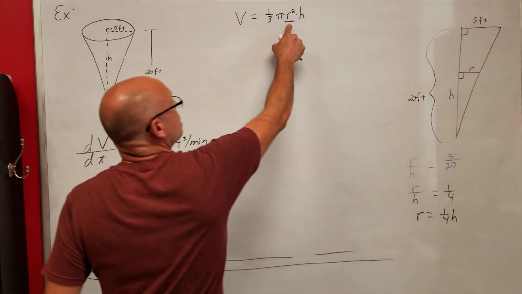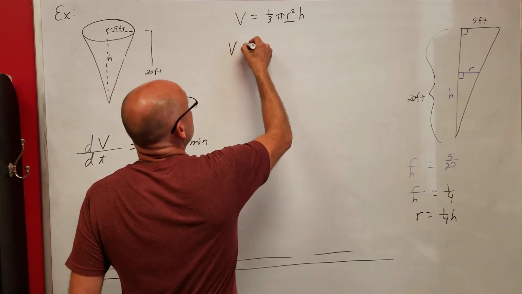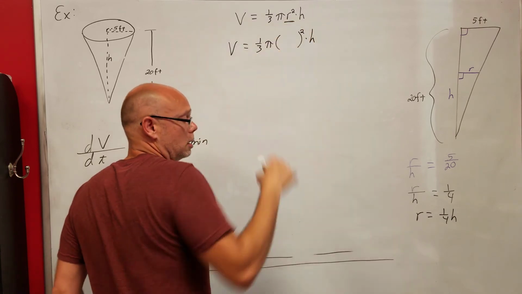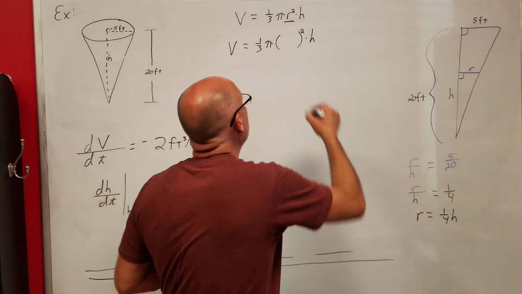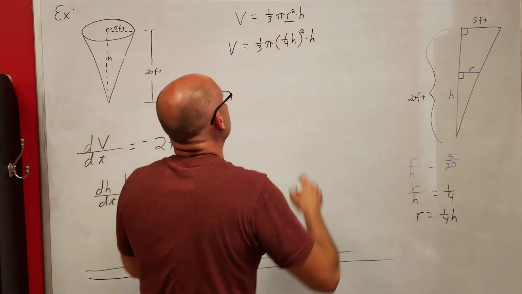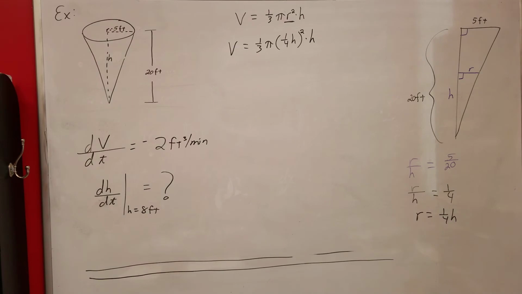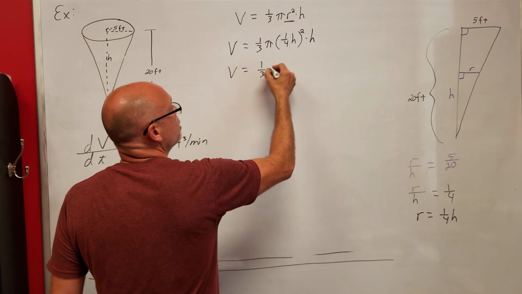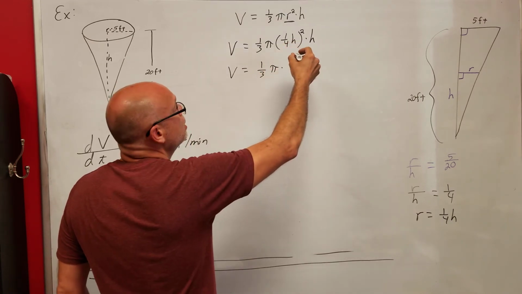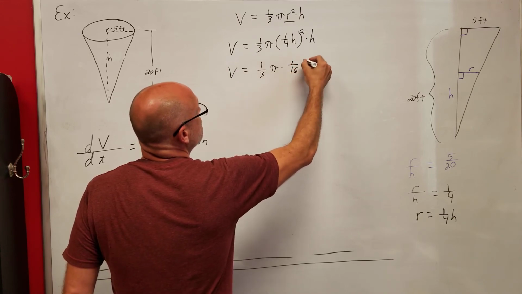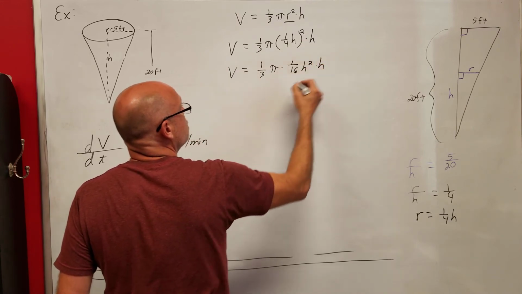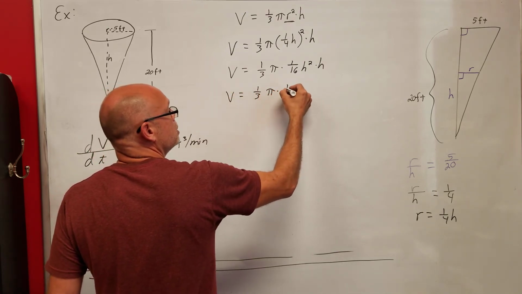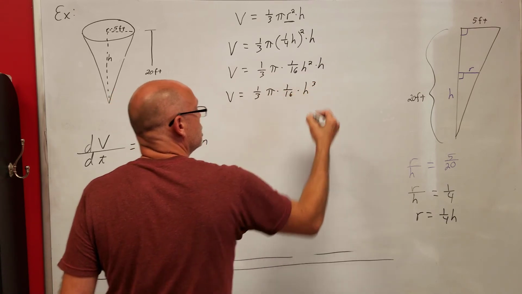Now, what did we say earlier? We're going to sub in for r. So I'm going to put 1/3 pi, but instead of r squared times h, I know that r is 1/4 h. Well, let's clean this up before I take a derivative. So volume is 1/3 pi times 1/16 h squared times h, or volume is equal to 1/3 pi times 1/16 times h cubed.